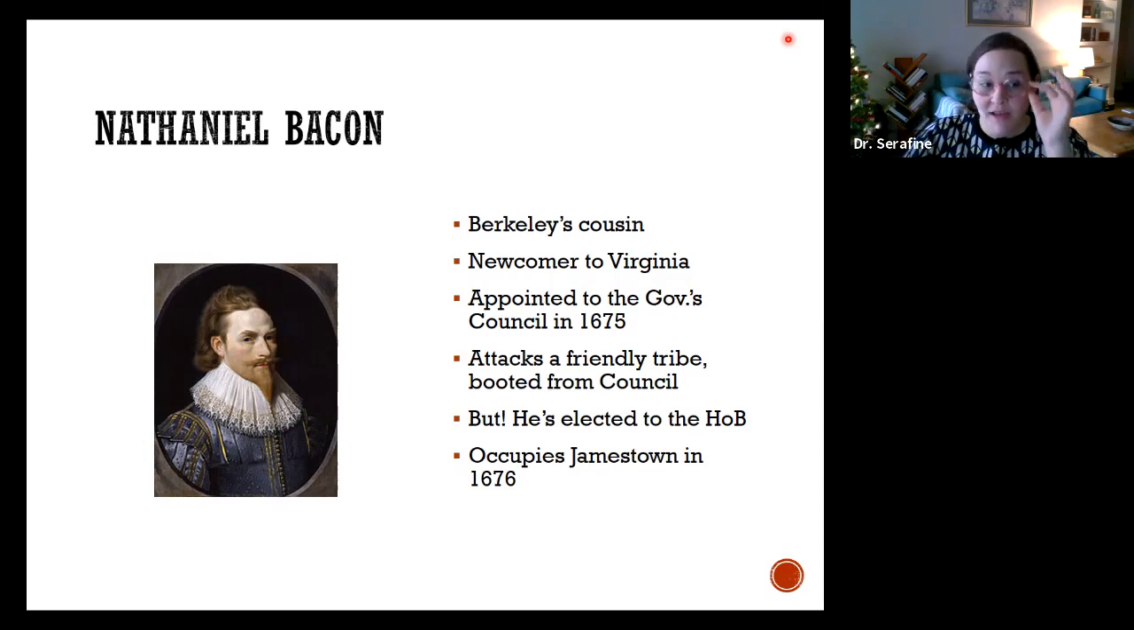His militia occupies Jamestown in 1676, but then Bacon dies of dysentery, and the primary sources say that his guts turned themselves inside out. It was a very unpleasant death, and the militia falls apart afterwards.